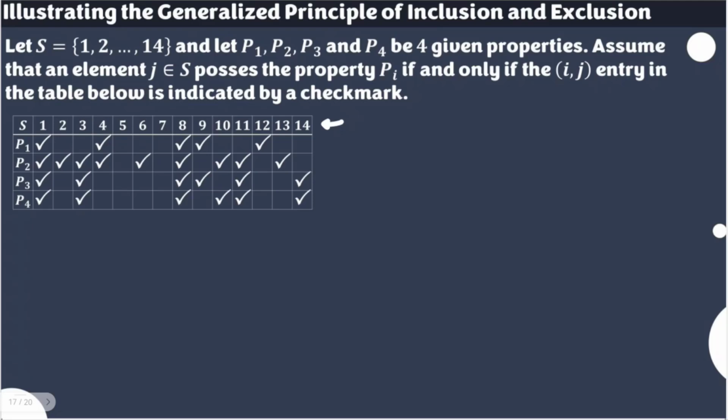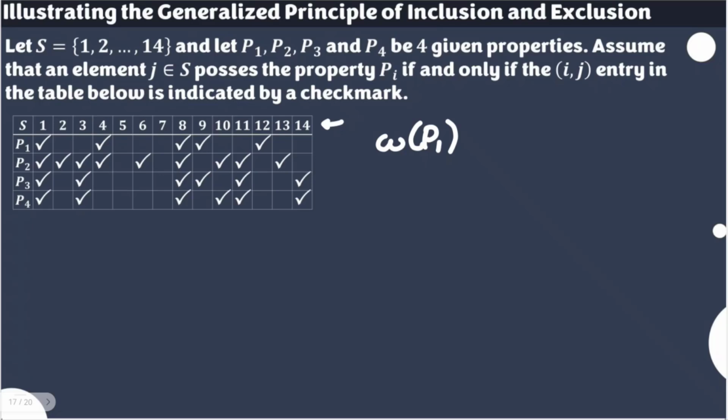So our goal here is to identify the use of the omega for each of the corresponding properties, and later on its applicability to the generalized principle of inclusion and exclusion. We would be checking the generalized theorem in order for us to really show that it's true. Now, let us say, for example, we're talking about the omega of P sub 1. This would mean we're going to count the number of elements in the set S having the property P sub 1.